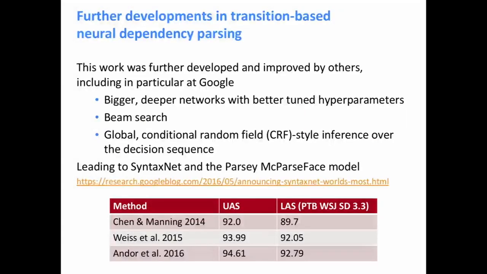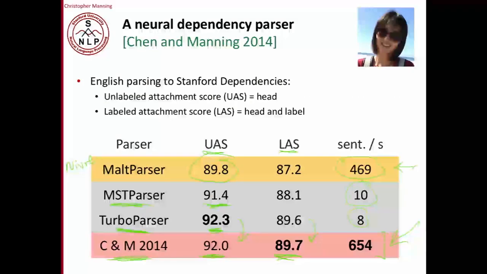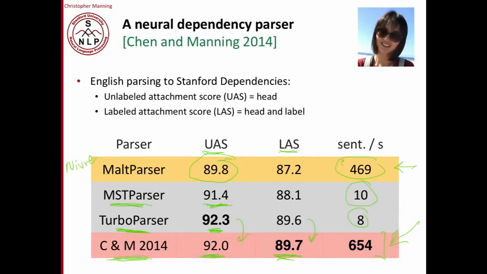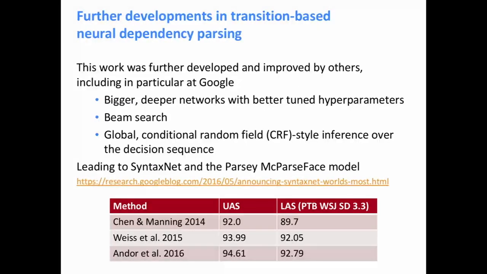So here are some results on that. I already showed you some earlier results, showing that we're outperforming these earlier parsers. But subsequent to us doing this work, people at Google, in these papers by Weiss and Andor, said, well, this is pretty cool. Maybe we can get the numbers even better if we make our neural network bigger and deeper, and we spend a lot more time tuning our hyperparameters.